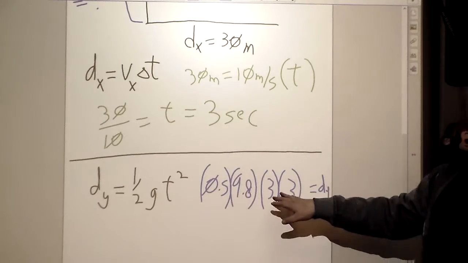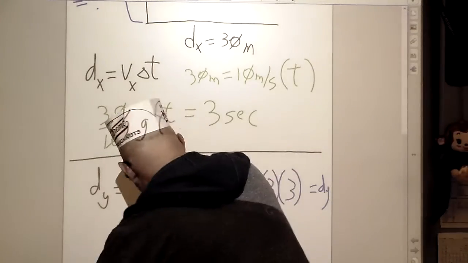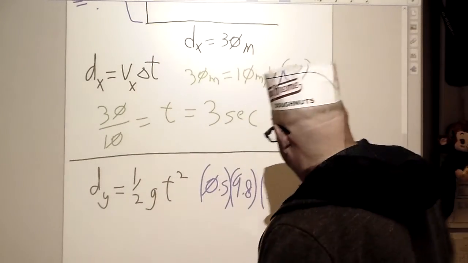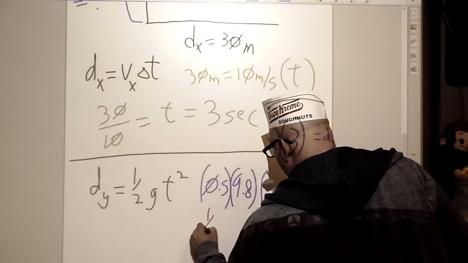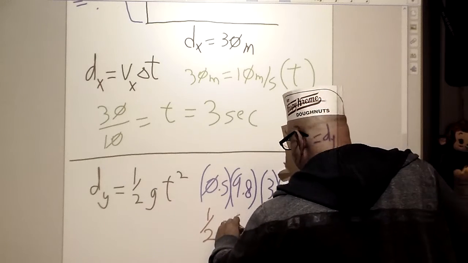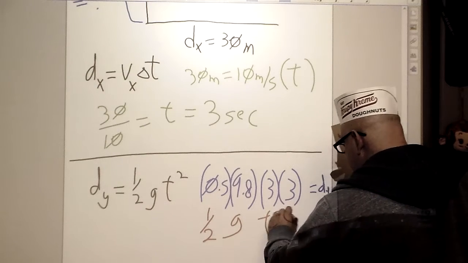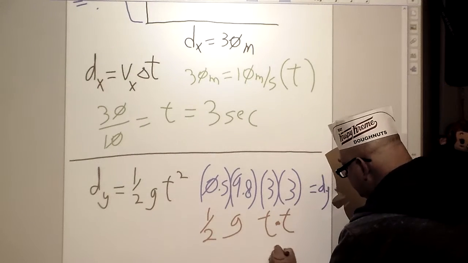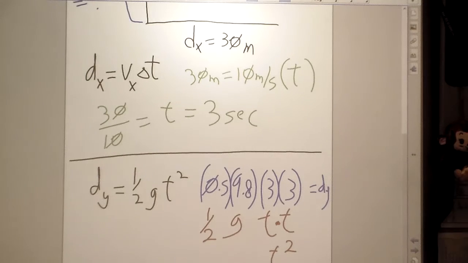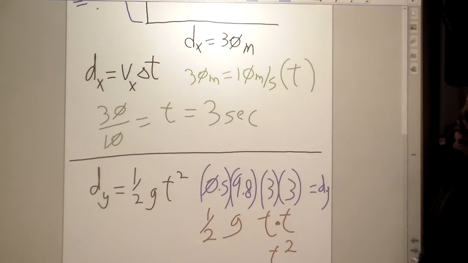Wait, I'm getting confused. What's up with these numbers? I'm glad you asked. This is going to be our 1/2. This is our g. This is t times t, which you guys know as t squared. So that's how it works.